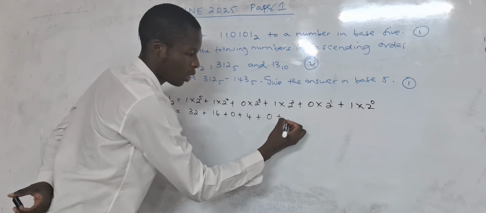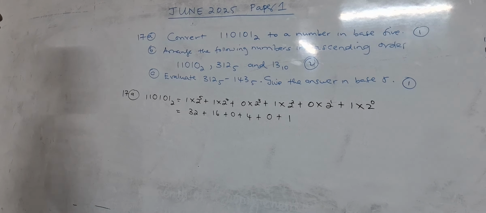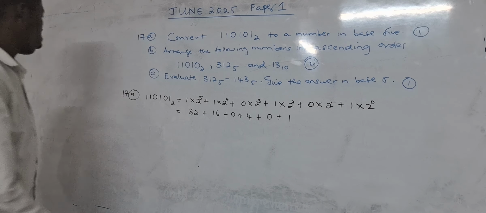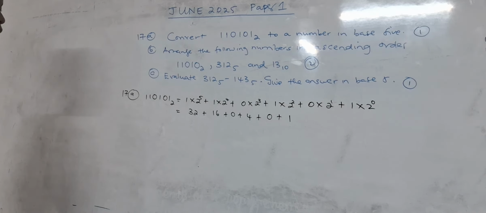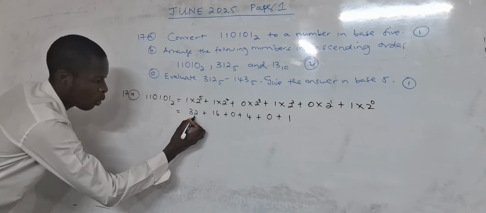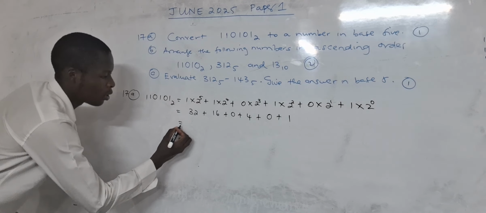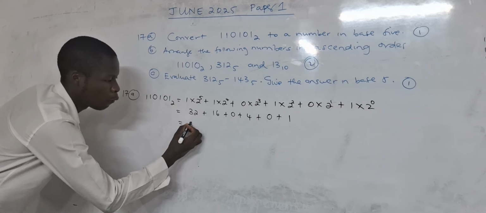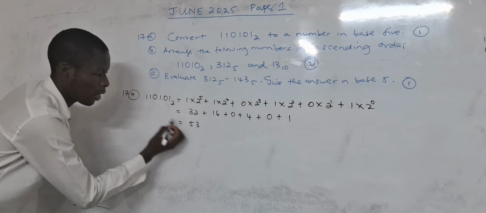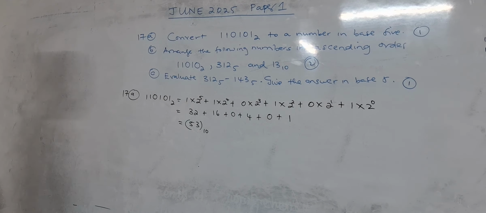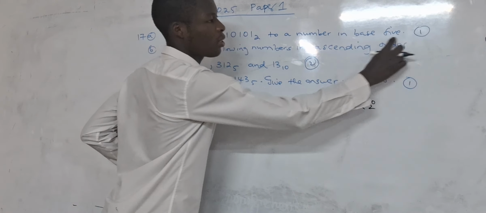So 1 times 1, what is the answer? This is 1. 16 plus 4, this is 20. 20 plus 1, this is 21. 21 plus 32, this is equal to 53. So this number is equal to 53 in base what? 10. Now we want to convert this number to base 5.